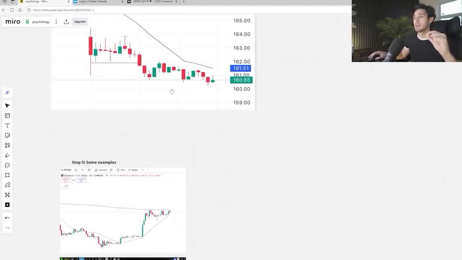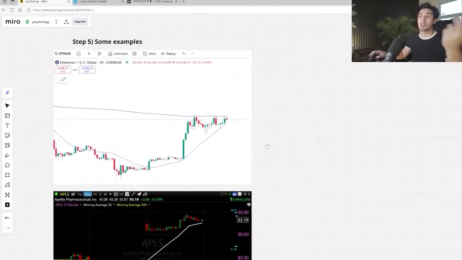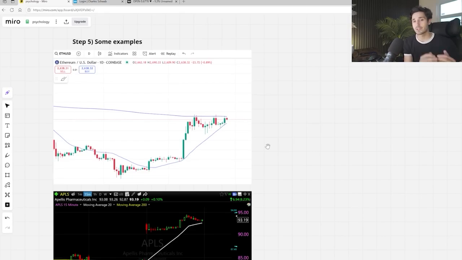All right, makes sense? Now, let's go ahead and just look at some examples of this, right? So that's the strategy, right? We got the 20 MA requirement. We know where our entry is. We know where our stop loss is, and we know we want tight ranges, tight consolidations. Let's take a look at some examples here.